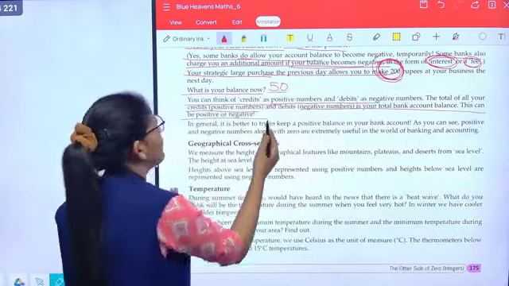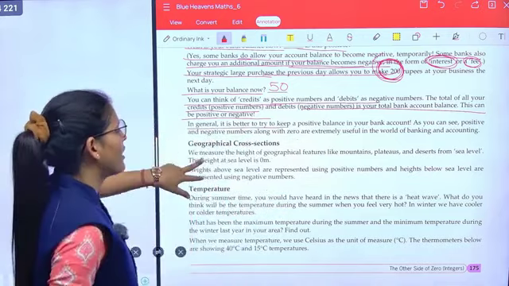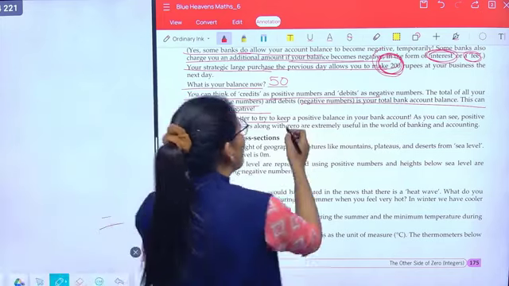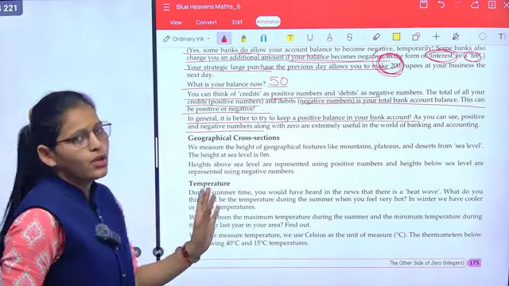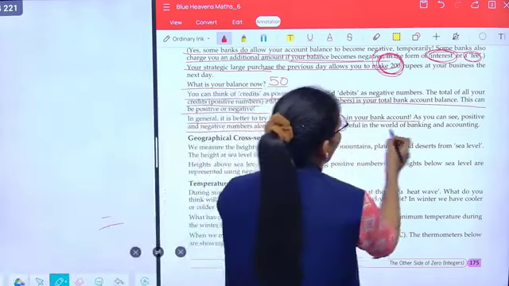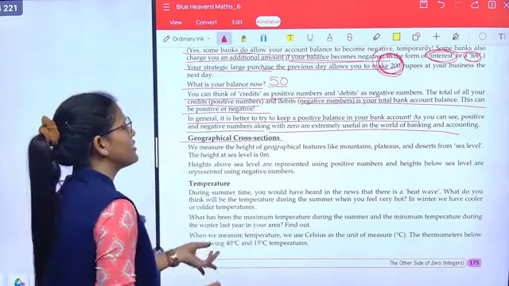The total of your credited positive numbers and debited negative numbers is your total bank account balance. This can be positive or negative, class. In general, it is better to try to keep a positive balance in your bank account. As you can see, positive and negative numbers along with zero are extremely useful in the world of banking and counting.